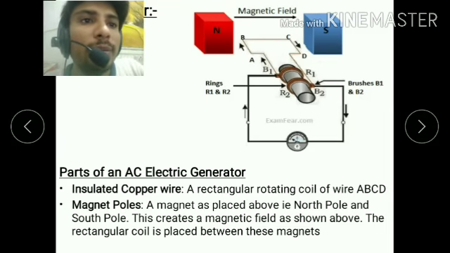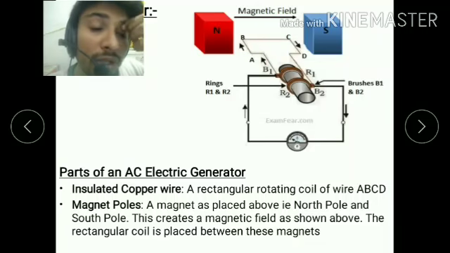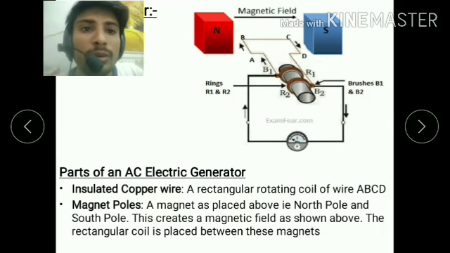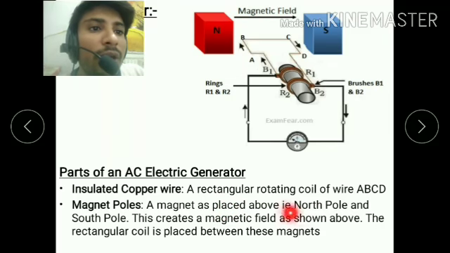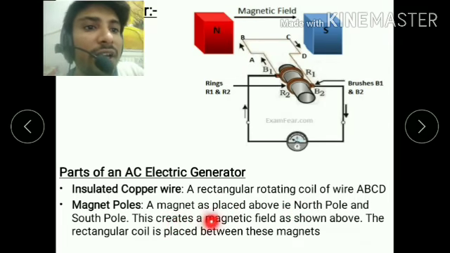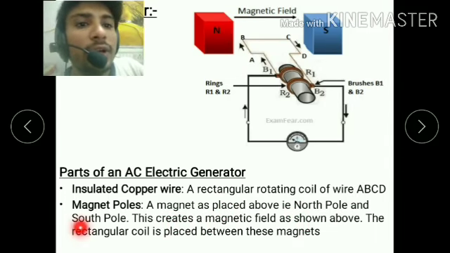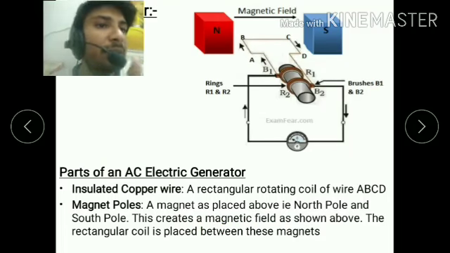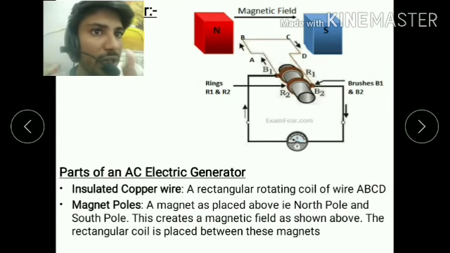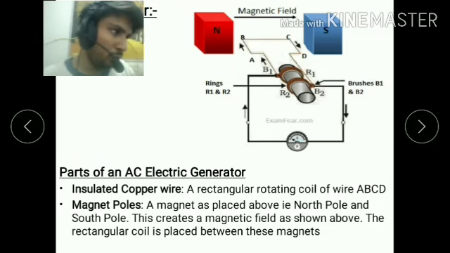Now two magnetic poles, north pole and south pole. This rectangular copper wire is present between the north pole and south pole. A magnet is placed with a north pole and a south pole. This creates a magnetic field as shown above. The rectangular coil is placed between these magnets. Remember, this rectangular wire is placed between the magnetic poles.